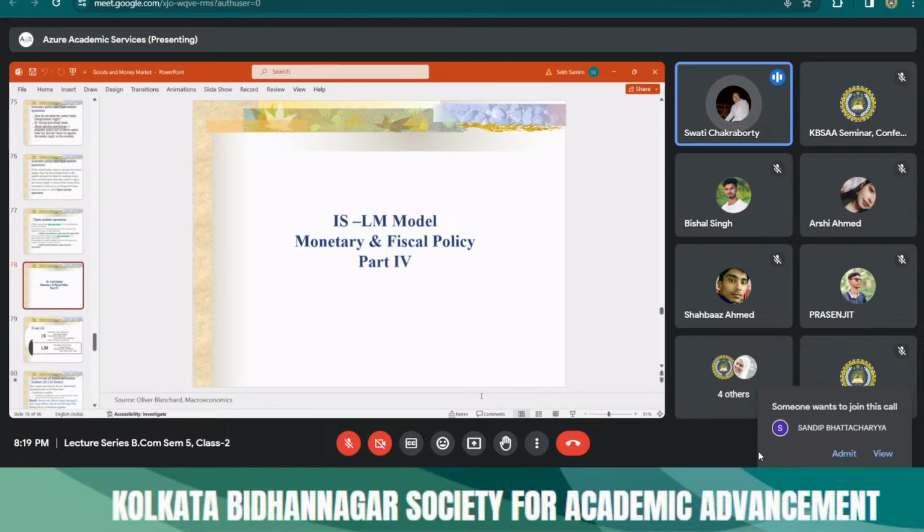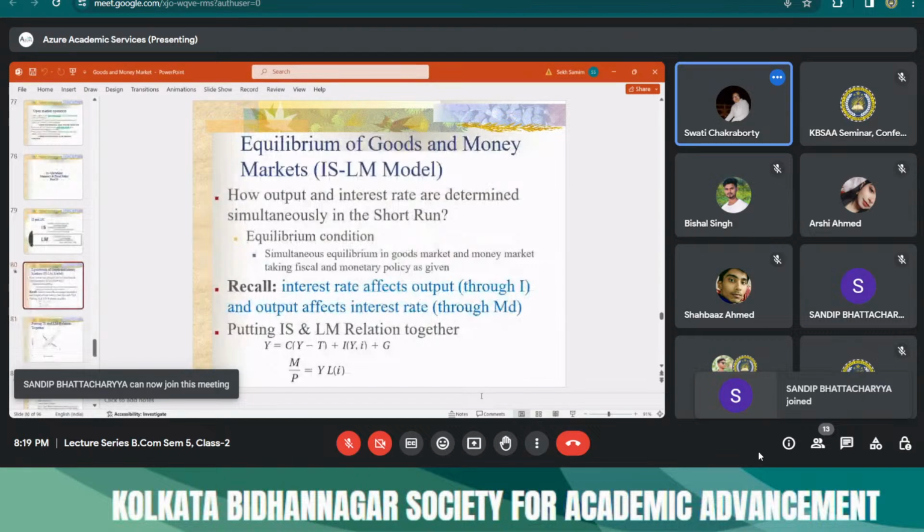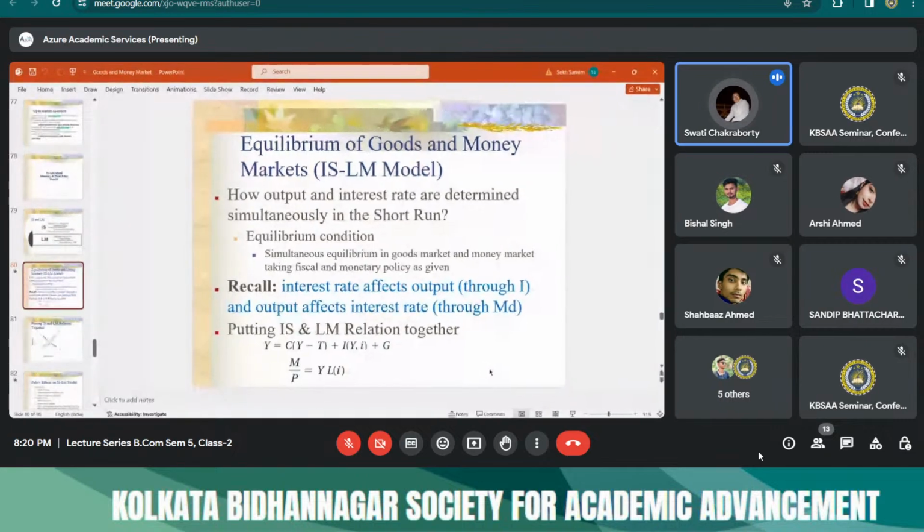Can we go straight away to slide number 80, please? Slide 80. So, equilibrium of the goods and money market. That is where we talk about the IS-LM model. Please try to recollect what I just discussed. From the IS curve, we discussed that interest rate affects output through I, so R and output Y are inversely related. And in the money market, output and interest are positively related through money demand.